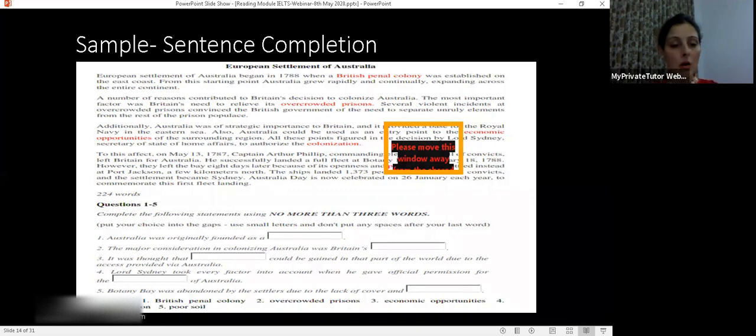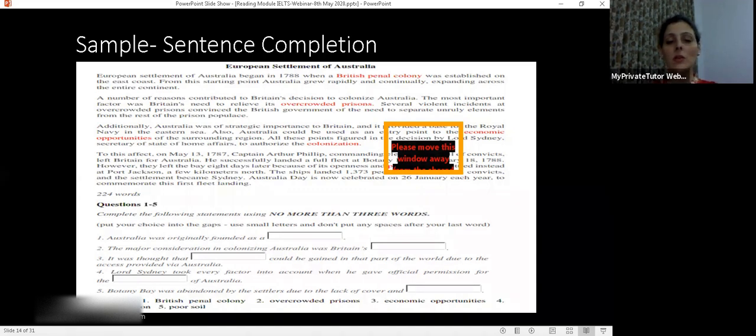Now, go for number two. The major consideration in colonizing Australia was Britain's dash. What is that? Go ahead and read more. The thing in your mind is what is being asked of you. You just have to go through the passage. Then we come across overcrowded prisons. Yes, the most important factor was Britain's need to relieve its overcrowded prisons.